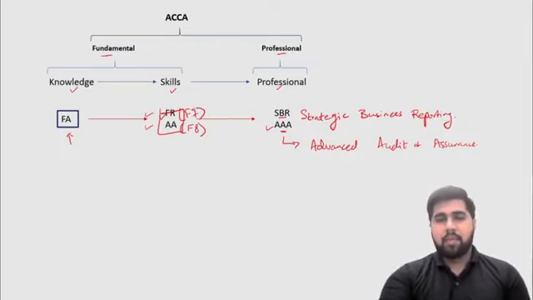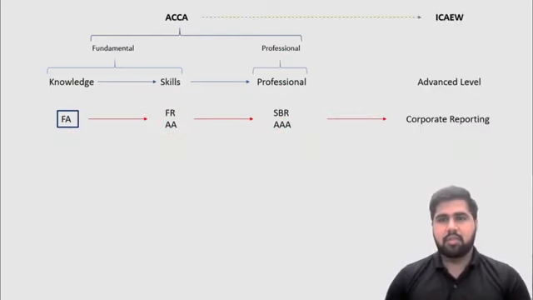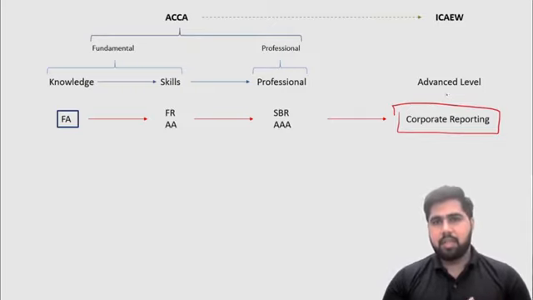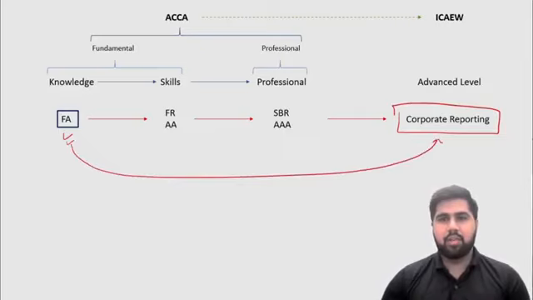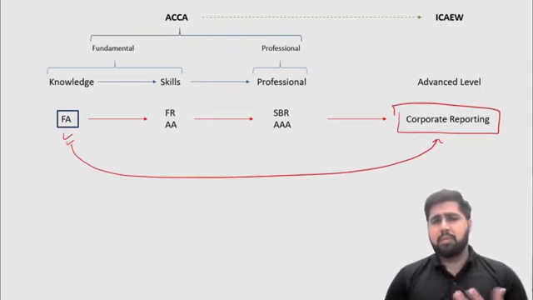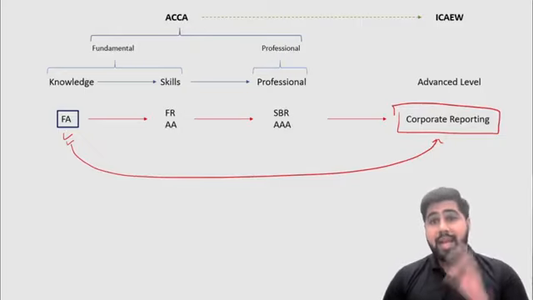Now, moving forward, after ACCA, certain students tend to pursue ICAEW, the Institute of Chartered Accountants in England and Wales, right? At the advanced level you basically have three papers: corporate reporting, strategic business management, and the case study. The knowledge you gain in FA is ultimately carried forward in your ICAEW advanced level papers. Yes, mainly it applies in corporate reporting, but it's not only corporate reporting, it's strategic business management and the case study as well.